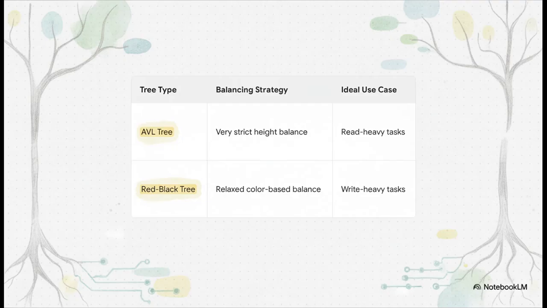And what's really cool is there isn't just one way to do this. There are different strategies for different situations. The AVL tree, for instance, is kind of like a perfectionist. It keeps itself almost perfectly balanced all the time, which makes it amazing for things that involve a lot of searching. The red-black tree, on the other hand, is a little more chill. It allows for a little bit of imbalance, which actually makes it faster when you're constantly adding and deleting stuff. It's a classic engineering trade-off.